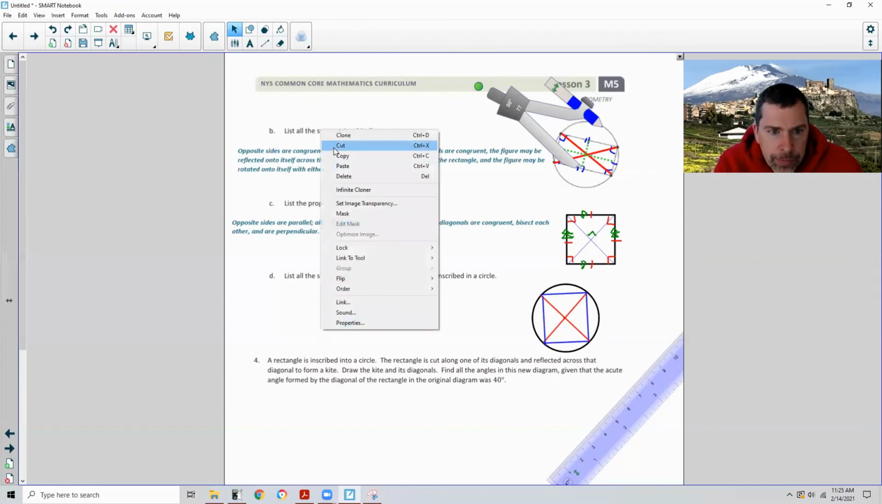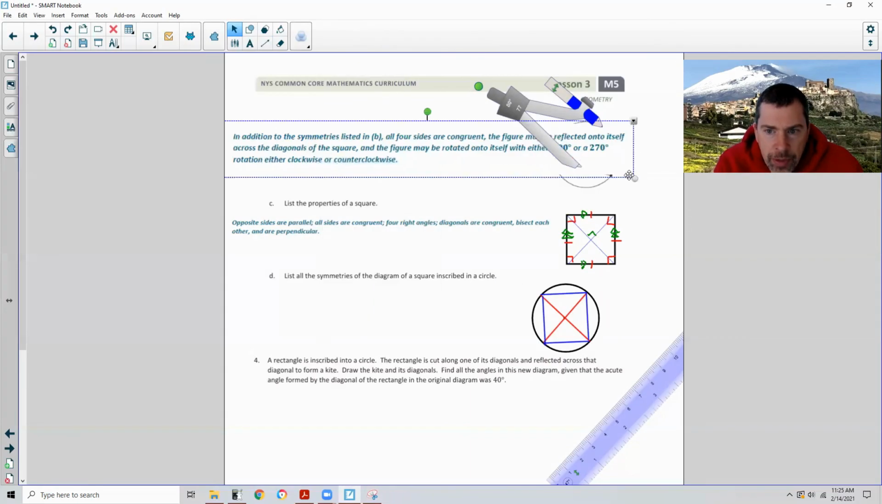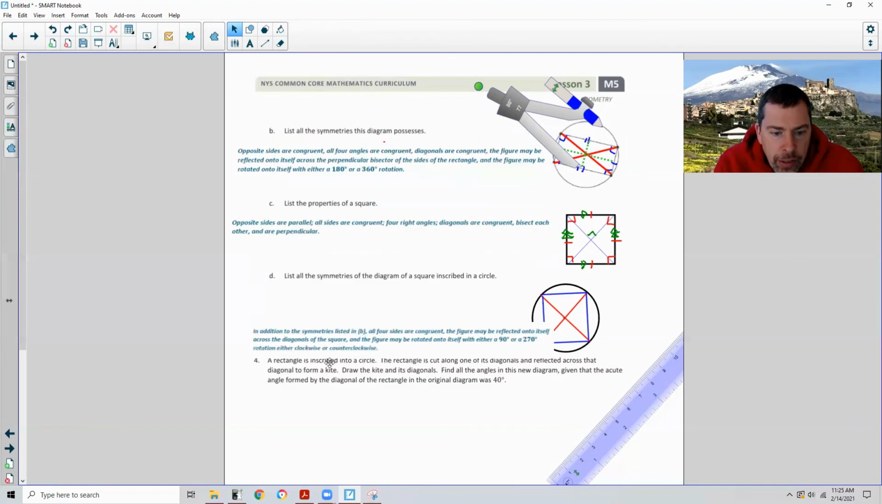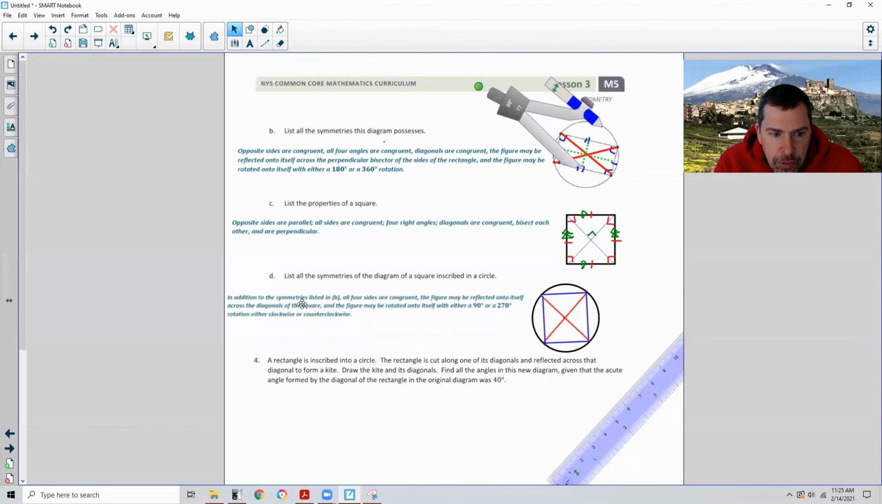Here we go. Just to save time, I pulled it from the other page, and here we have all the symmetries. So in addition to the symmetries listed in B, all four sides are congruent. The figure may be reflected onto itself across the diagonals of the square, and the figure may be rotated onto itself with either a 90 or a 270-degree rotation, either clockwise or counterclockwise. So not just 180 and 360, but 90 and 270 as well.